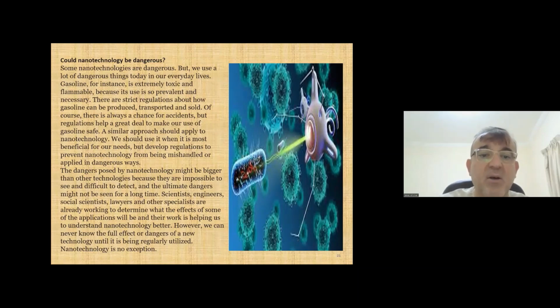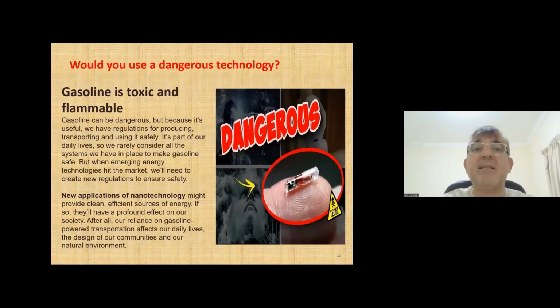Scientists, engineers, social scientists, lawyers, and other specialists are already working to determine the effects of some applications, and will be helping us to understand nanotechnology much better. However, we can never know the full effect and dangers of a new technology until it is being regularly utilized. Nanotechnology is no exception. Gasoline is toxic and flammable, but it is useful, and we have regulations for producing, transporting, and using it safely.